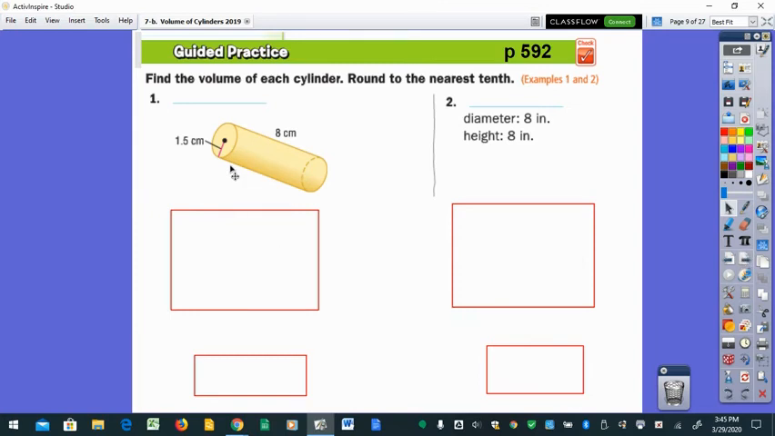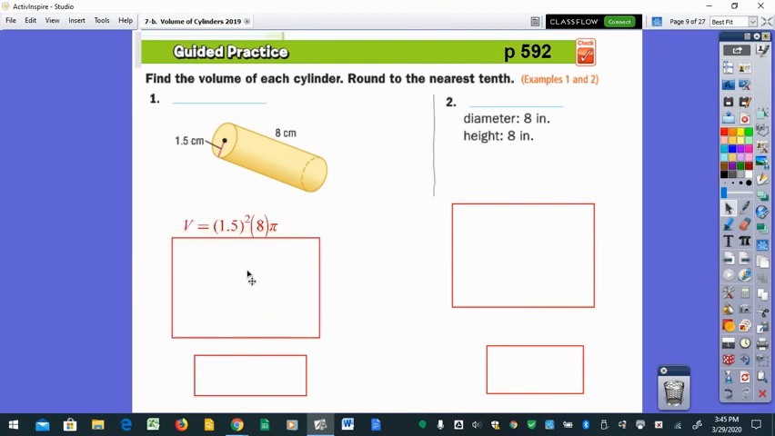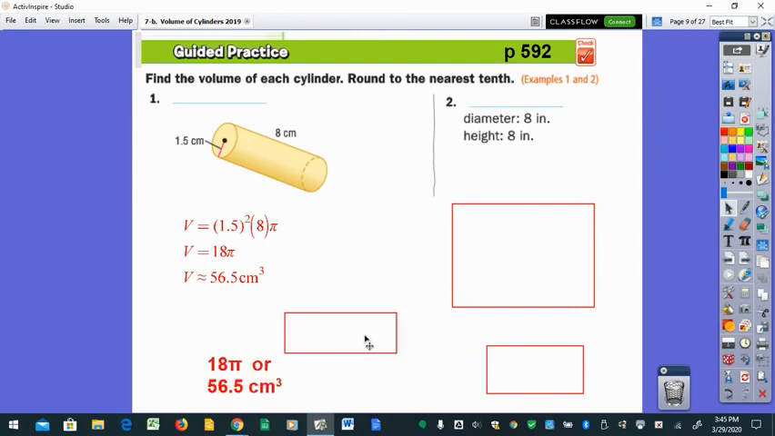Okay, now that we're back, they gave you the radius. So we're going to take the radius squared times the height. We get 18. 18 pi would be your exact answer. And when we take 18 times pi, you should have gotten about 56.5 cubic centimeters. And again, that's your exact answer, and that's your approximate answer. We want both of those.